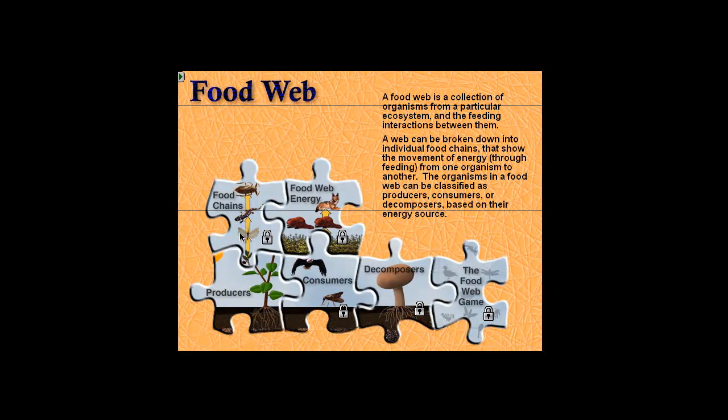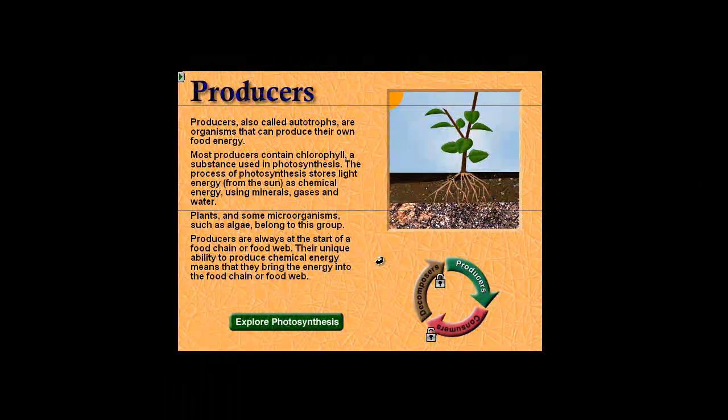If you had the full version, you could see many more things such as the food chains, food web energy, consumers, decomposers, and even the food web game. For now we will just look at the producers section. Here it shows the producers, and you can go over the picture and see what the different parts of the picture are. You can click on the different arrows and they'll take you to different places, but for now we'll explore photosynthesis.